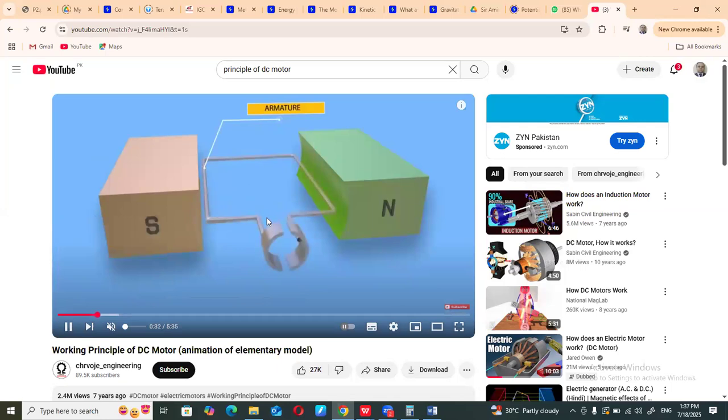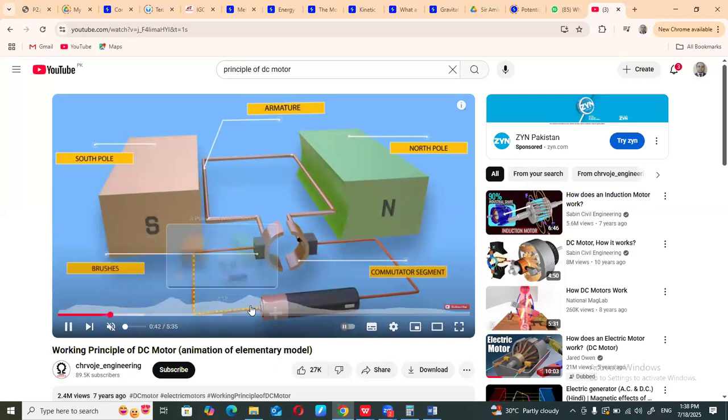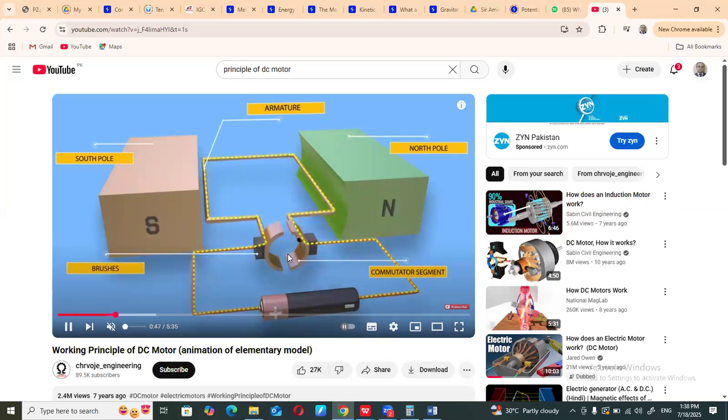Now, instead of that, if you place that iron armature, we call it an armature, remember that. So when you place this iron armature, you get this as a north pole, and this is the current. This is called a commutator segment. So basically now, first of all, remember that we are talking about a motor.